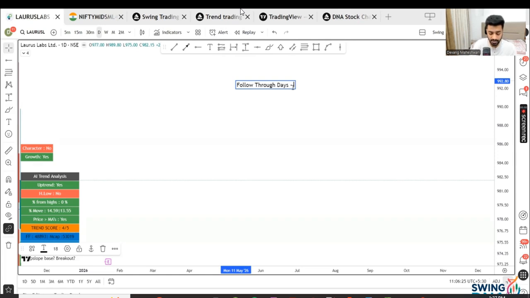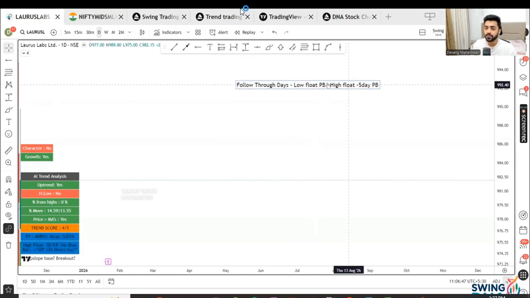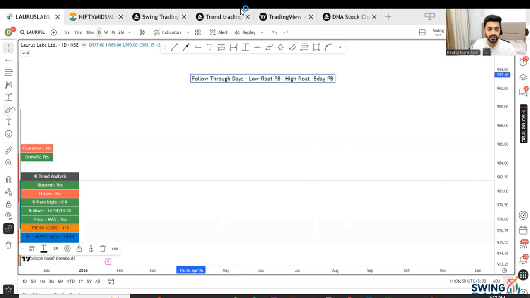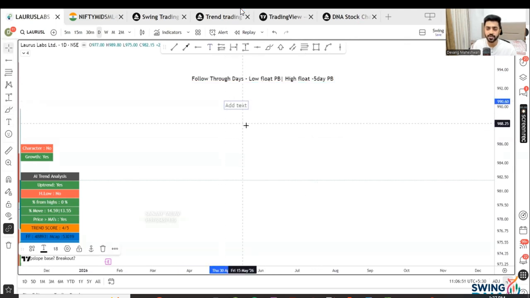That's follow through days. We understood in this about low float, that is 10-day pullback maximum, and we understood about high float. These were 5-day pullback, and these were 10-day pullback. Now we'll go further in follow through days, and we will understand the exceptional case when follow through is not required.